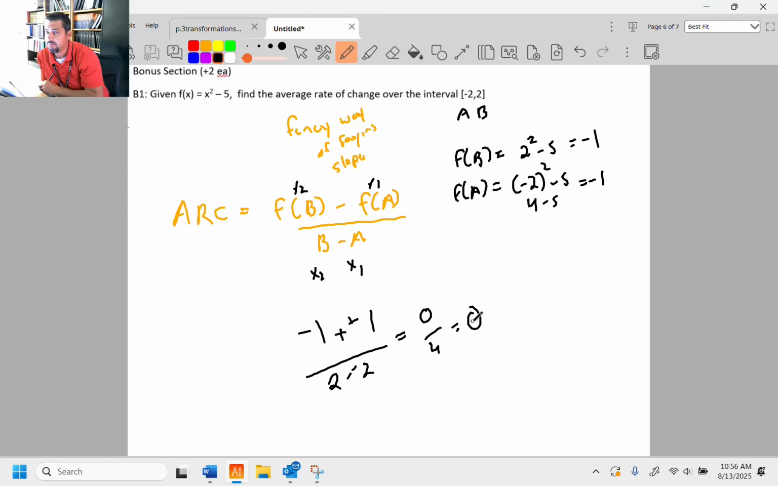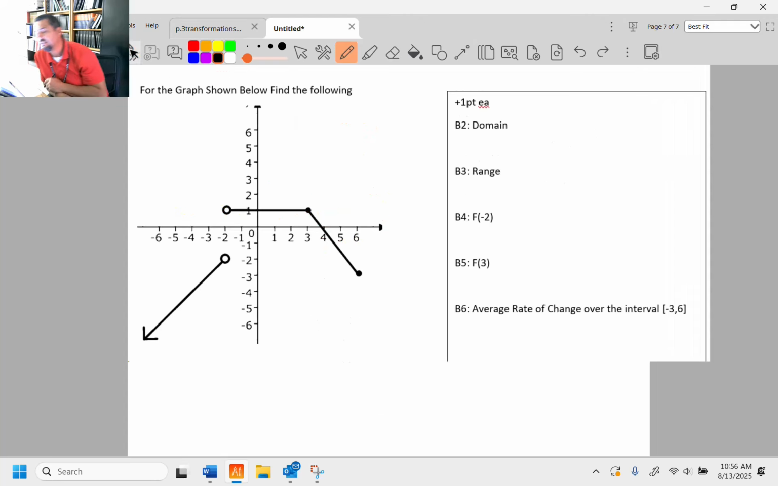Now, if you didn't know 0 divided by 4 was 0, ooh, it's going to be a bad year for you, kid. Figure some stuff out. And these are all bonuses, too.